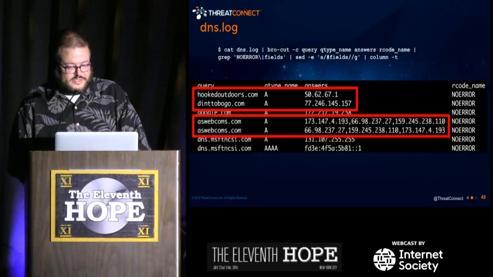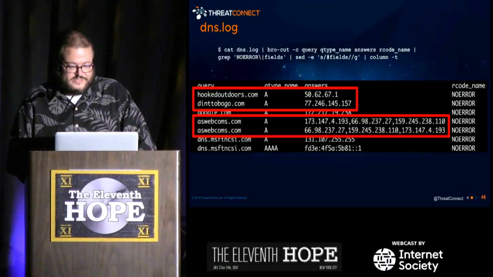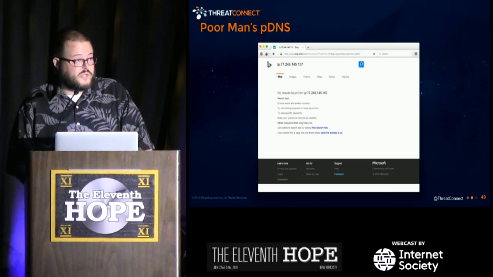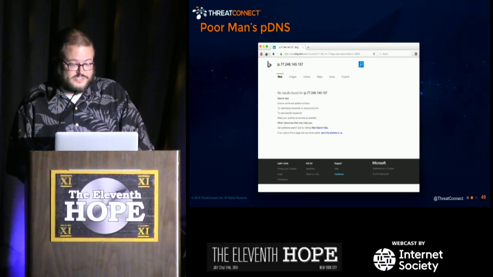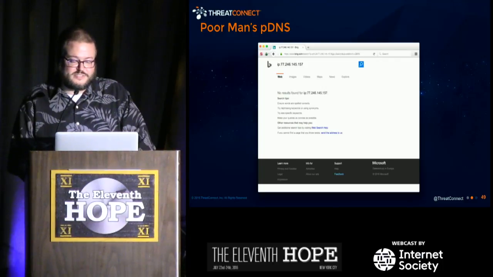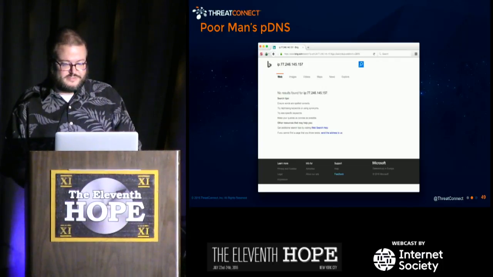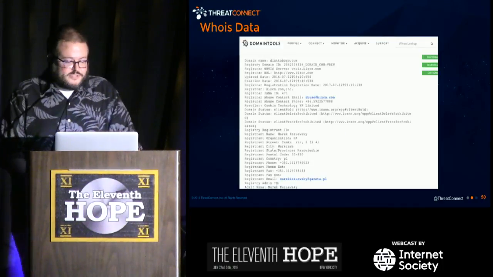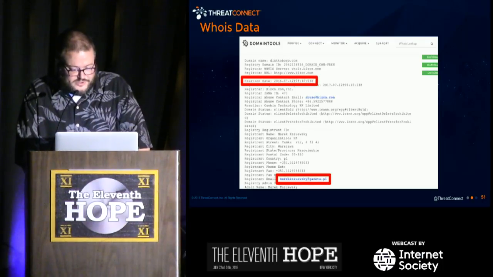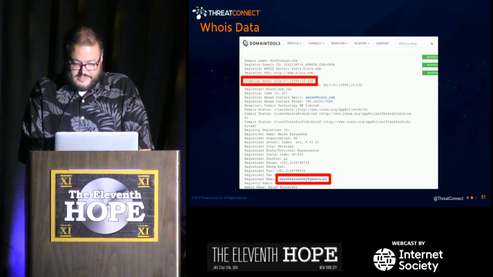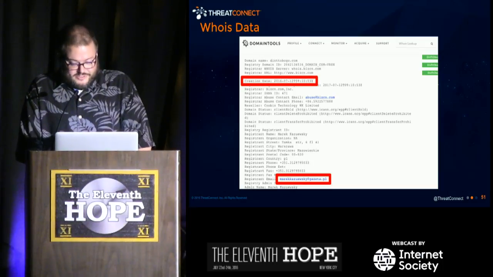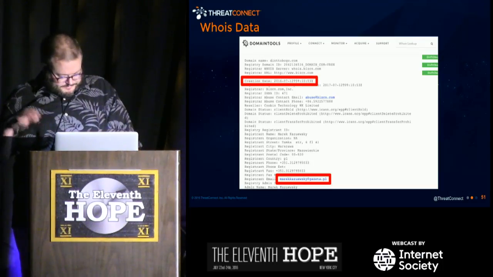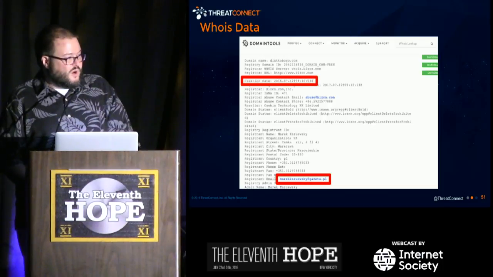And by the way, this is the dinttobogo.com IP address, 77.246. It has no poor man's PDNS, so this is not a shared web server. This is a single IP address, which leads me to think that there's something more nefarious going on here. So I look at the whois data, and lo and behold, this was created on the 12th of this month. And then we've got a registered email address where we can actually dig into what this email address is and what's going on here.